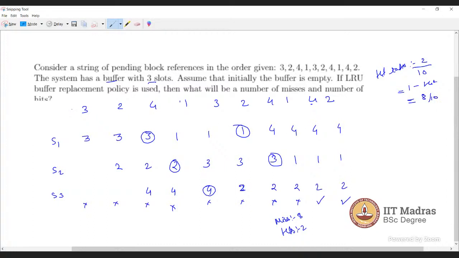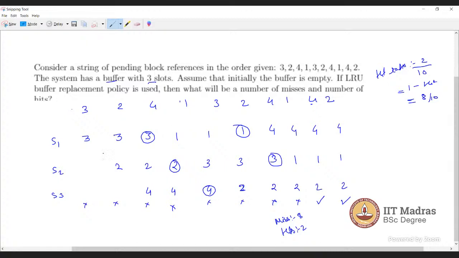Sir, I have a doubt over here. Last time we tried with that queue procedure. In that, the instruction was that we have to add the first 3 empty slots also. That's the reason we got 11 misses.